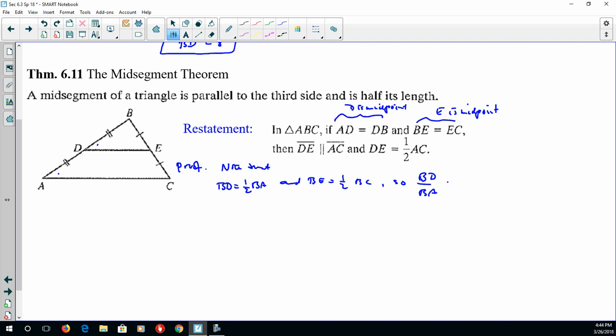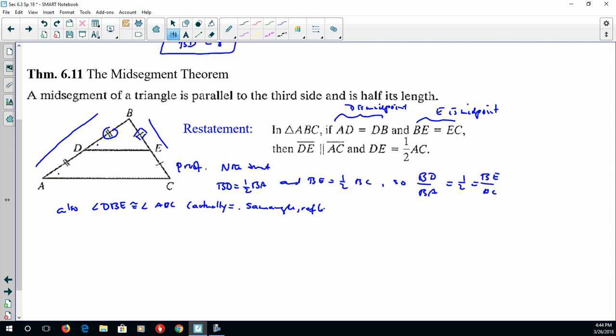So the ratio of this short side to the long side here is the same as the ratio of this short side to this long side. Also, angle DBE is congruent to angle ABC. That's true because they're the same angle, and the reflexive property is when something's congruent to itself.